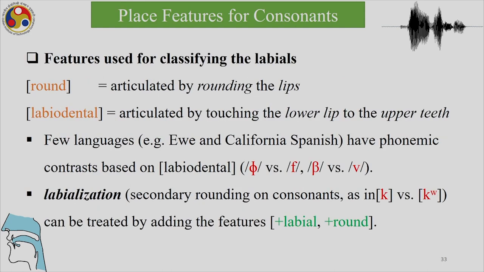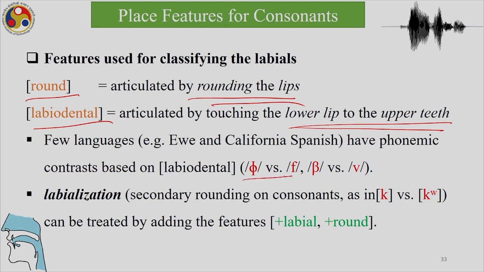And then there are features such as round and labiodental. Round is produced by rounding the lips, and labiodental involves touching the lower lip to the upper teeth. A few languages have phonemic contrast based on labiodental, like Spanish, for instance. Then we have labialization, where even a stop sound can have a secondary articulation of labial, which is represented as a superscript and can be treated by adding the features plus labial and plus round.